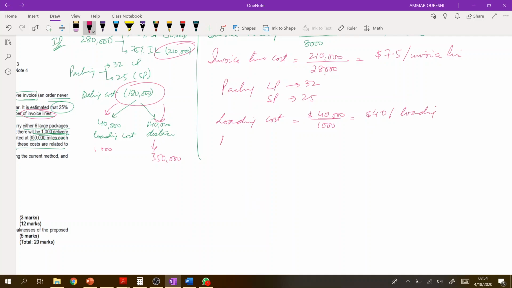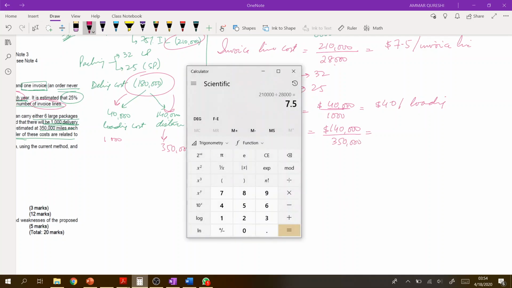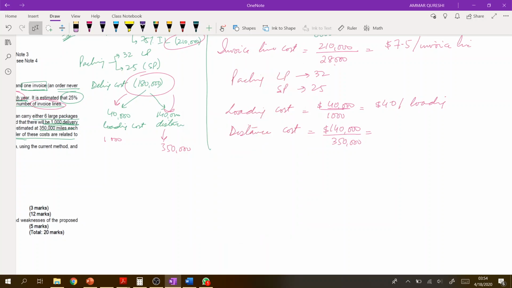And then distance related cost or traveling cost. Traveling cost is around 1,40,000, right? And 1,40,000 can be divided by 3,50,000 miles, right? So 140 divided by 350, that makes 0.4, right? So this will be 0.4 dollar per mile, right?